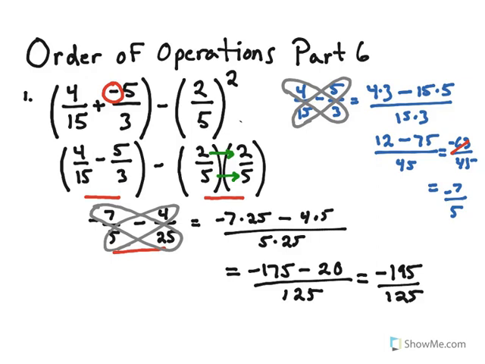And if we divide both of these by 5, okay, then negative 195 divided by 5 is going to be 39, negative 39. And 125 divided by 5 is 25. Okay, so the answer is going to be this. That's your improper fraction form.